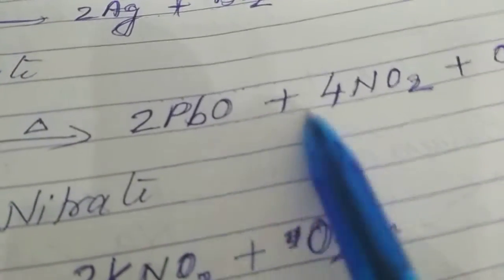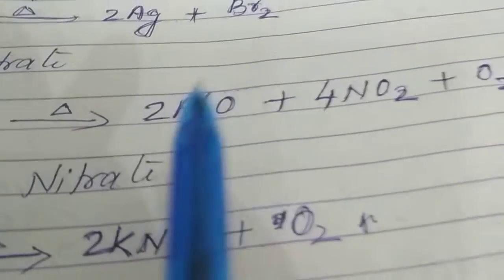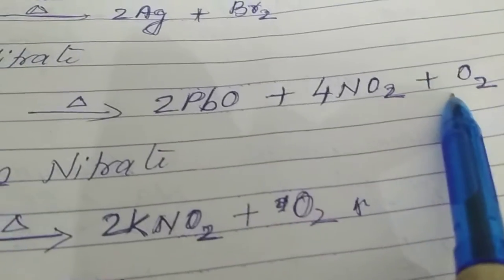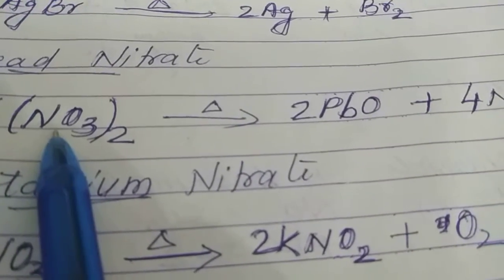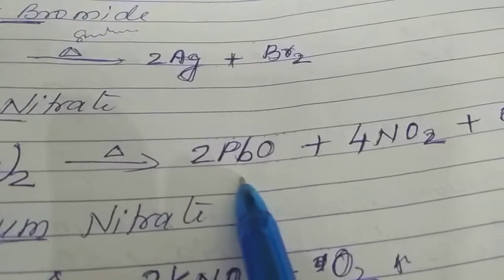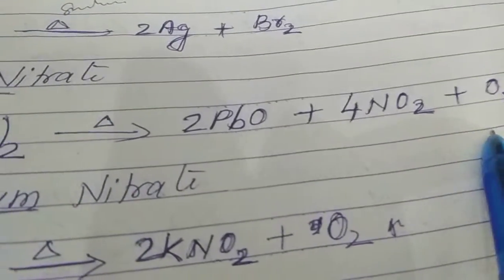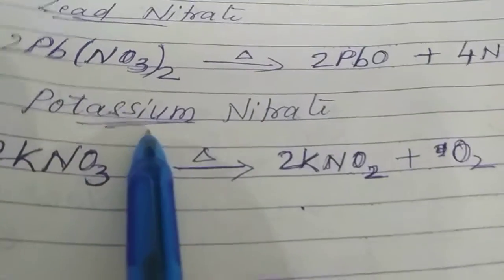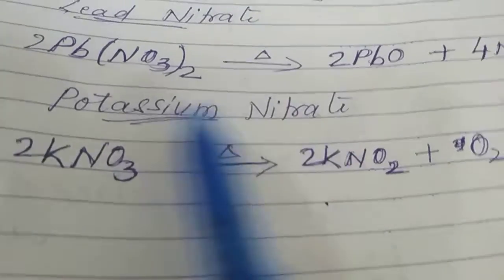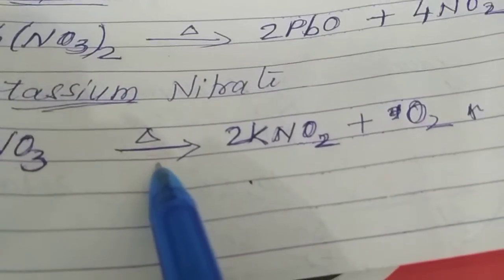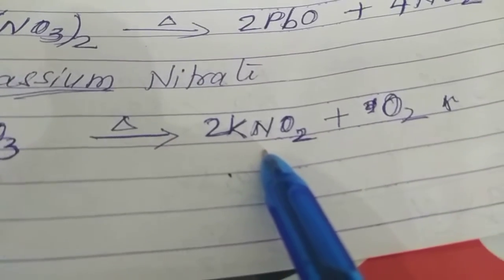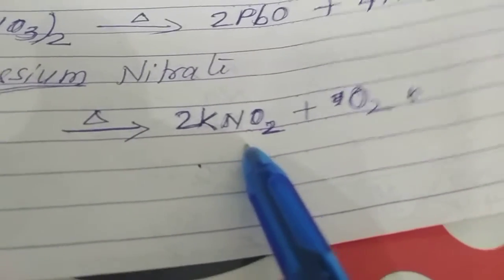You must remember the products very well. Write again and again, revise it, and try to write the correct products. Also try to balance the equation. Whenever lead nitrate is heated, it will give you lead oxide, nitrogen dioxide and oxygen. Next is potassium nitrate, KNO3. This potassium nitrate on heating gives you potassium nitrite, and oxygen gas is released.